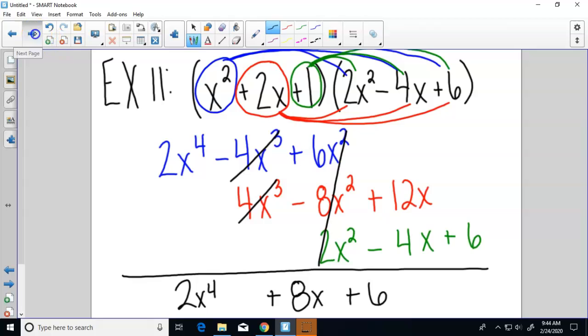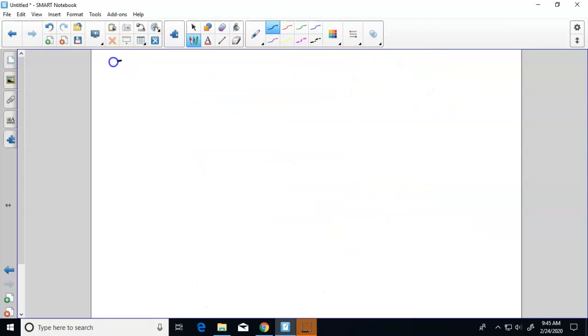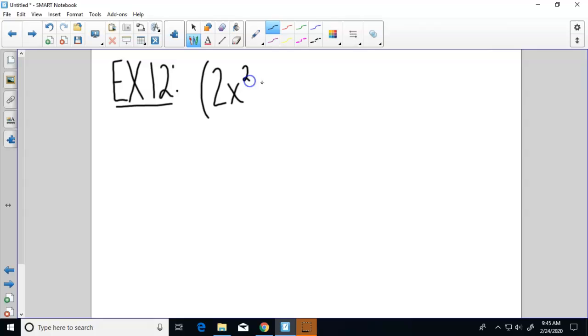And this box method I'm getting ready to show you, you can do on even the easier problems if you really like it. Although, I will tell you, it takes a little bit longer to do the box method, so I usually only use it for the longer problems. So, let's say we've got 2x squared minus x plus 7 times x squared plus 4x minus 3.